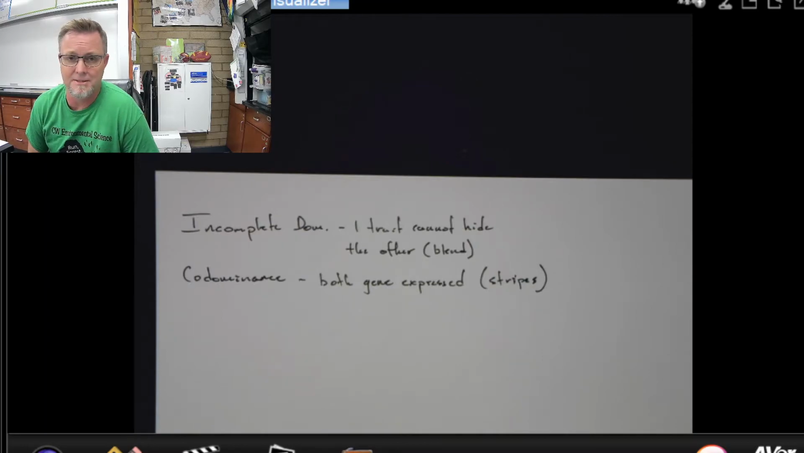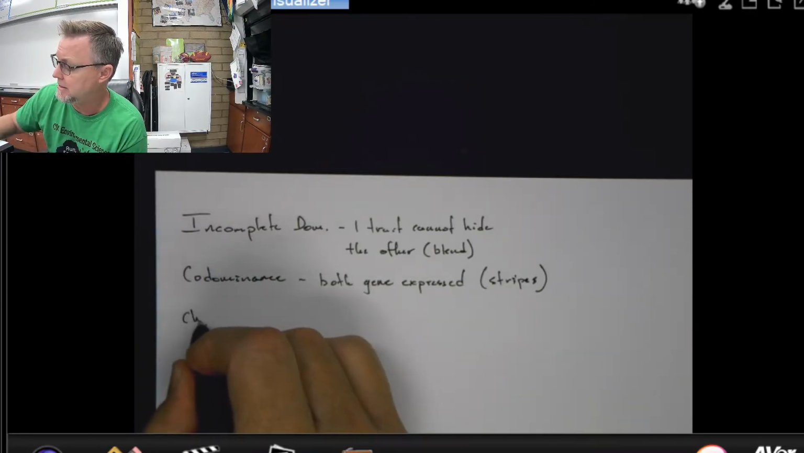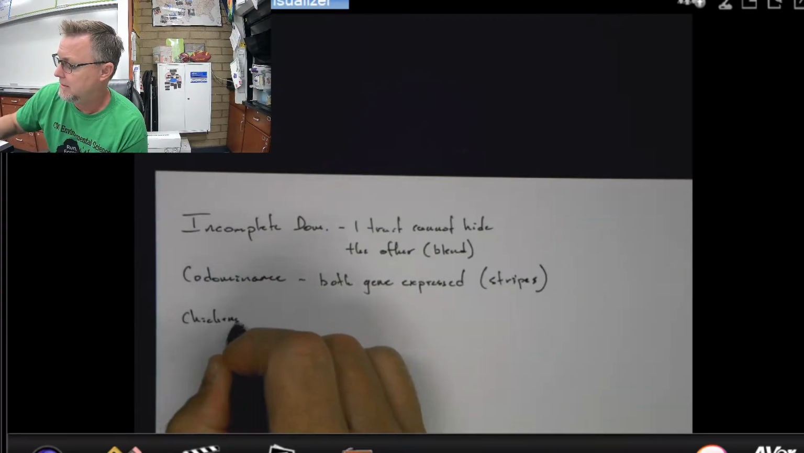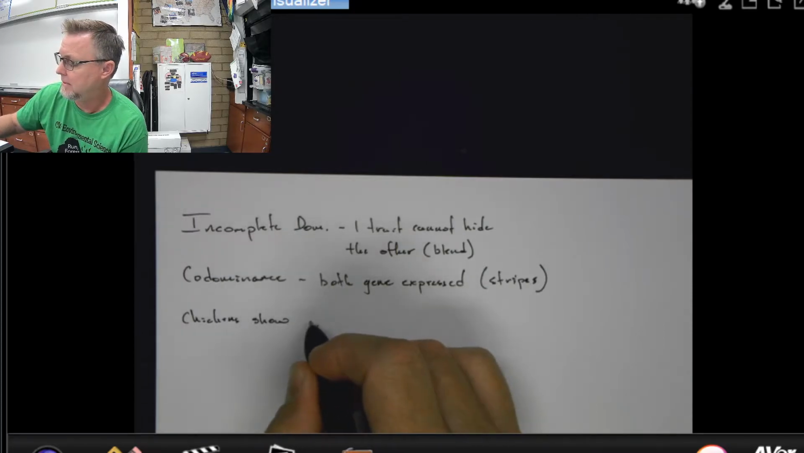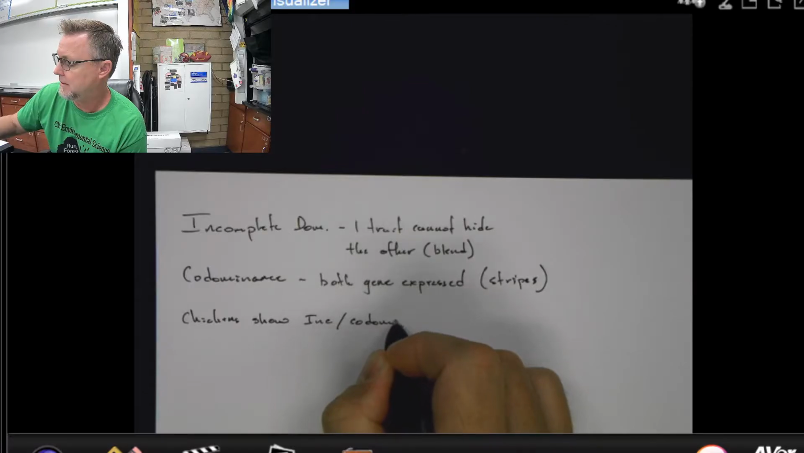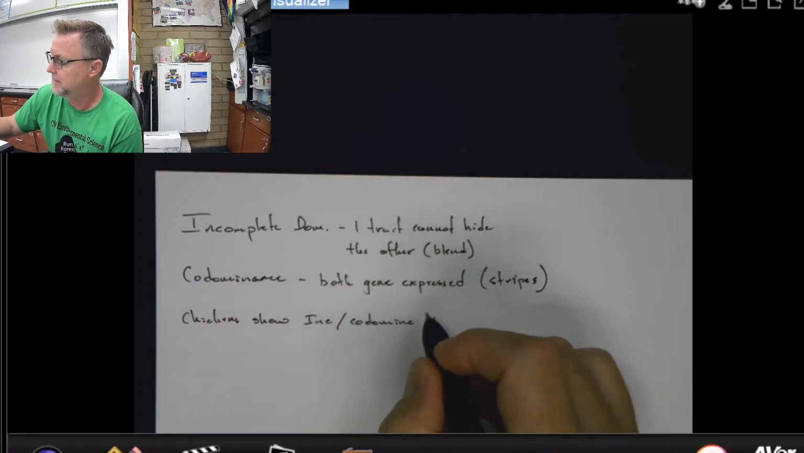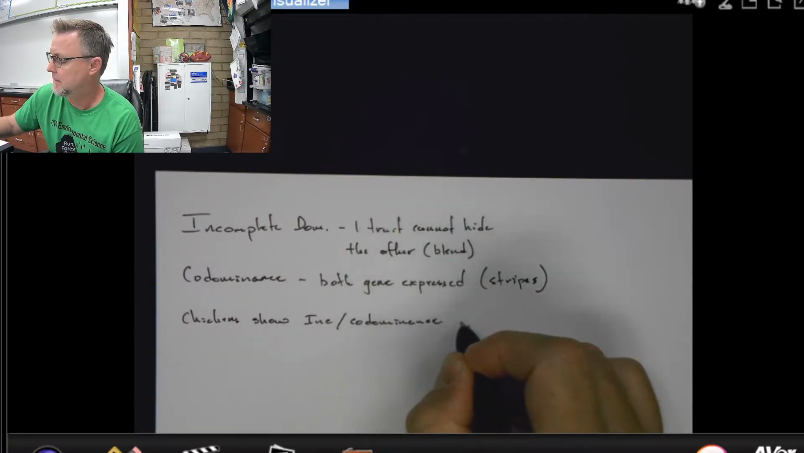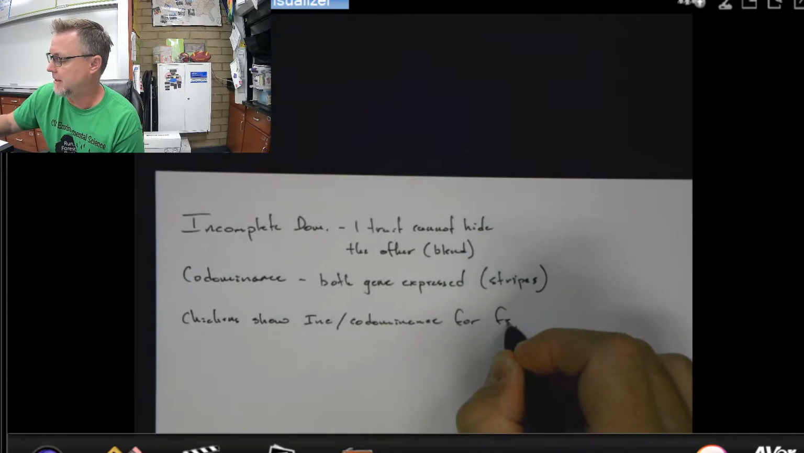I don't want to just rehash something that you've seen in your book. So let's, I don't know, let's talk about chickens. Chickens show incomplete and or codominance for feather color. So let's write this out. Chickens show incomplete / codominance for feather color.